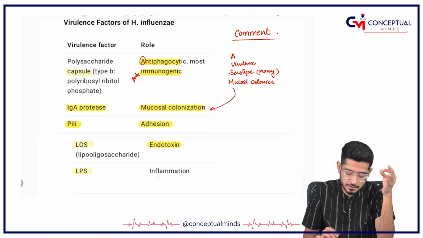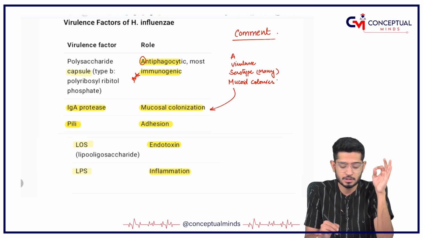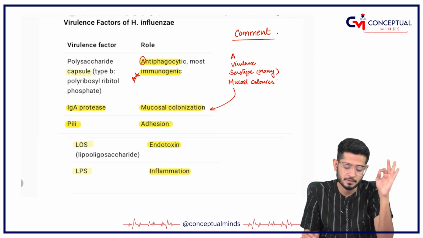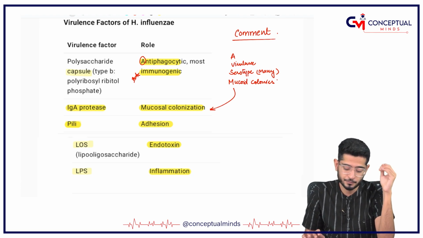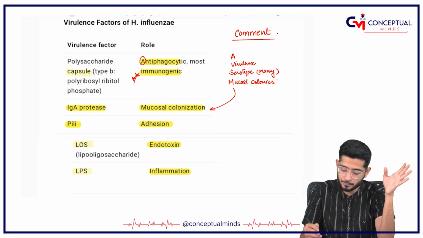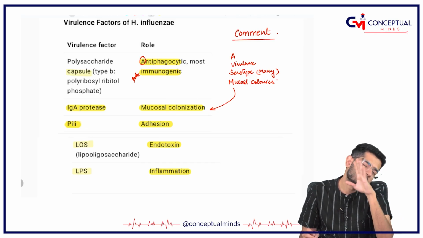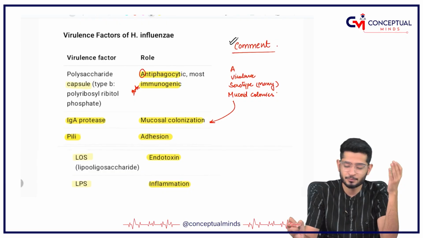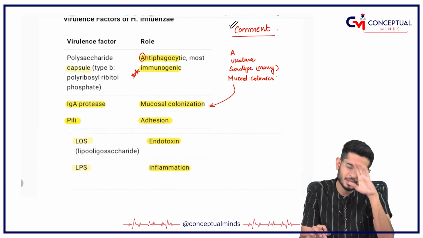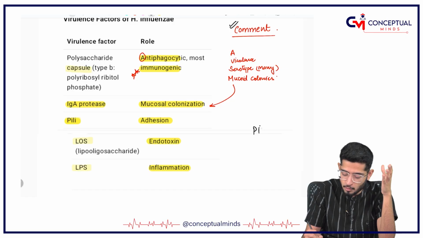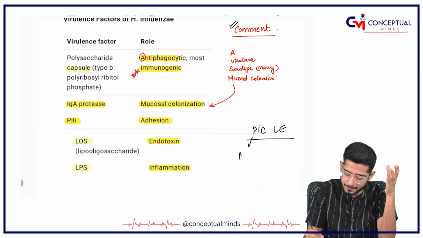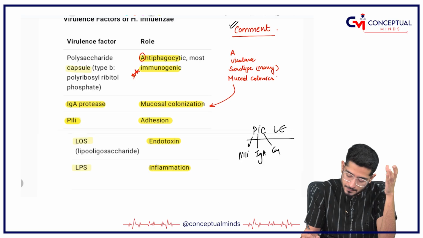LOS is endotoxin, LPS is responsible for inflammation. These five things you have to keep in mind, very important. Okay, so I think there is no problem. How do we remember all these things? Earlier I used a different mnemonic. Now I will give you a different mnemonic, called PICKLE. P for villi, I for IgA protease, C for capsule, L for LOS and LPS, and you can remove E.